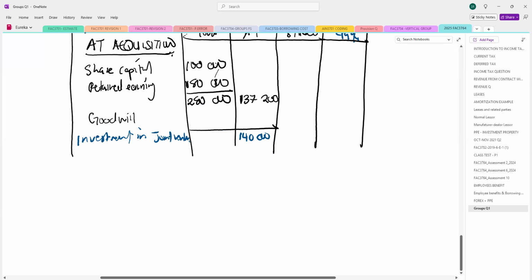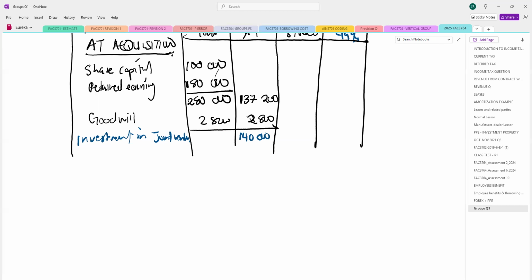So we're saying 140,000 minus 137,200. This gives us 2,800. Like I said, you do not include this in your goodwill balance. Okay, it's only the goodwill from the subsidiary that you include. So that is actually where we get to start.